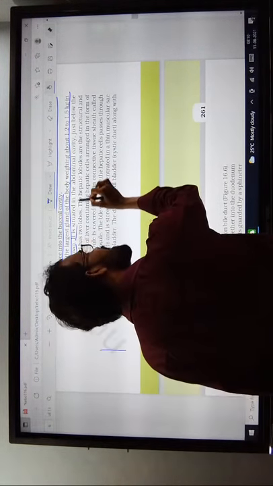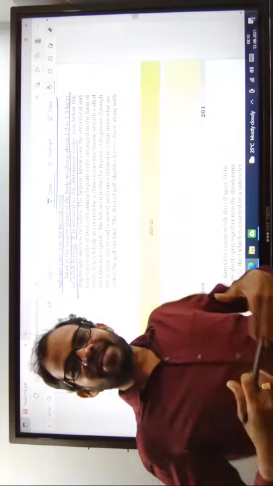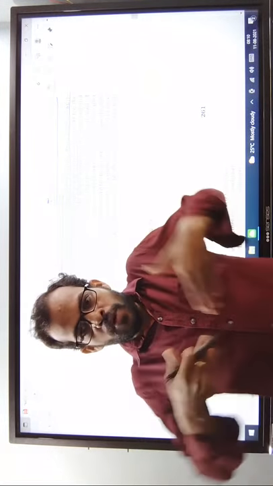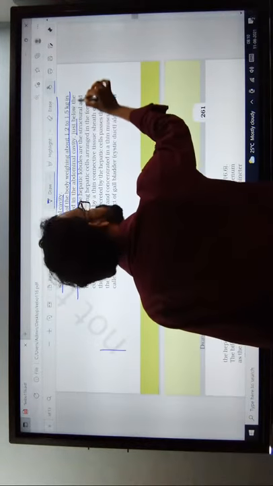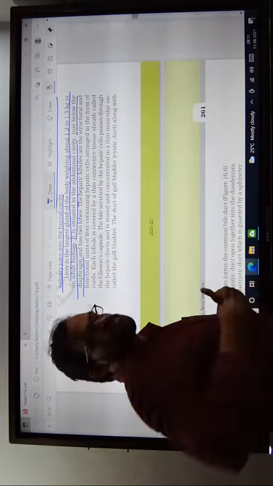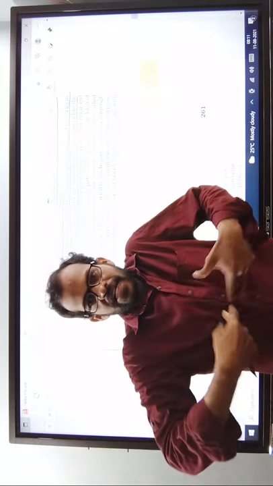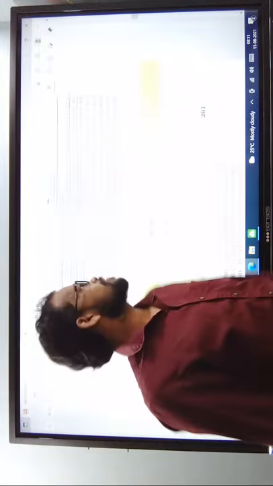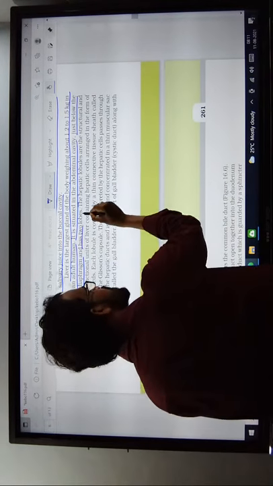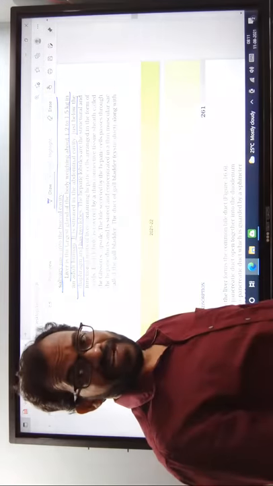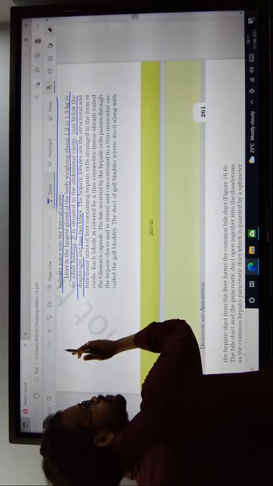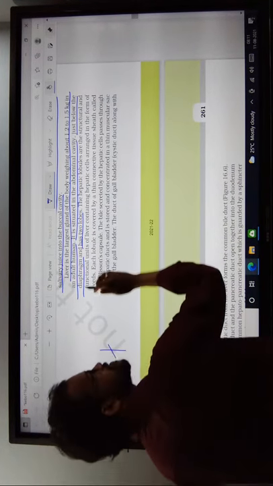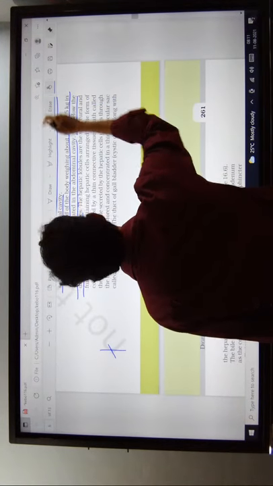It is located in the abdominal cavity, below the thoracic cavity. Just below the diaphragm, the liver is located. The liver consists of two lobes.